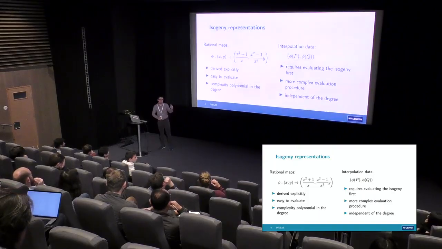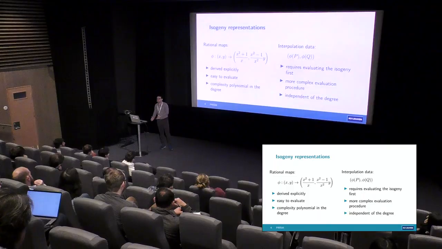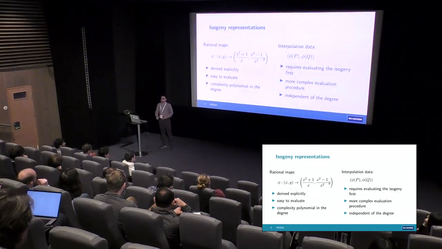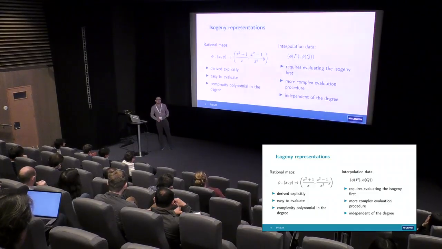There are 2 caveats. First, this requires evaluating the isogeny first. So I need to know phi of P and phi of Q, and then I give them to you, and you can compute this isogeny, but I need to evaluate it in the first place. The evaluation procedure, given these 2 points, is a bit more complicated, but it's known how to do that. And the good thing is that this is independent of the degree, or almost independent of the degree. I'm cheating a bit here, but if you have a high degree isogeny, you can still often efficiently evaluate it in this way.